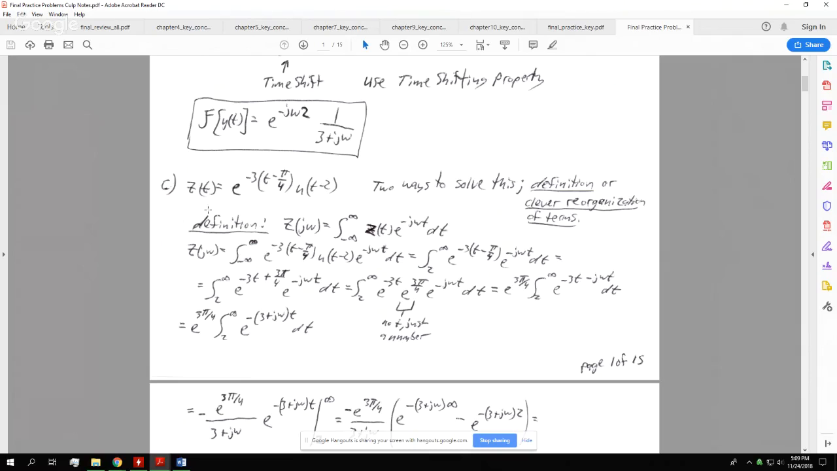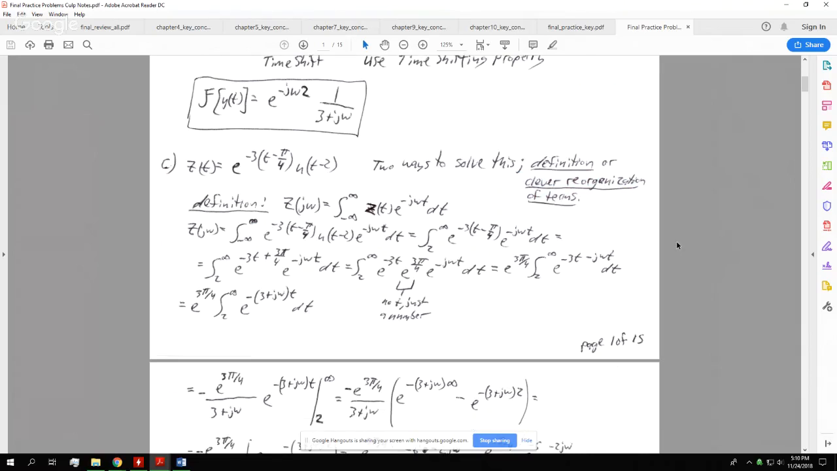This one's a little bit more tricky, and so I have more notes. Let's see what I wrote here. I rewrote the signal here. There are 2 ways to solve this. We can either use the definition of a transform and just do it by hand manually, or we can do a clever reorganization of terms. Now in this specific case, I'm not sure which one's a little easier. I think I'd probably just go with the definition, but once you get good at the clever reorganization of terms, I think this one might be faster. But if you're not very good at it, then the definition is probably faster. So anyways, I did the definition first.